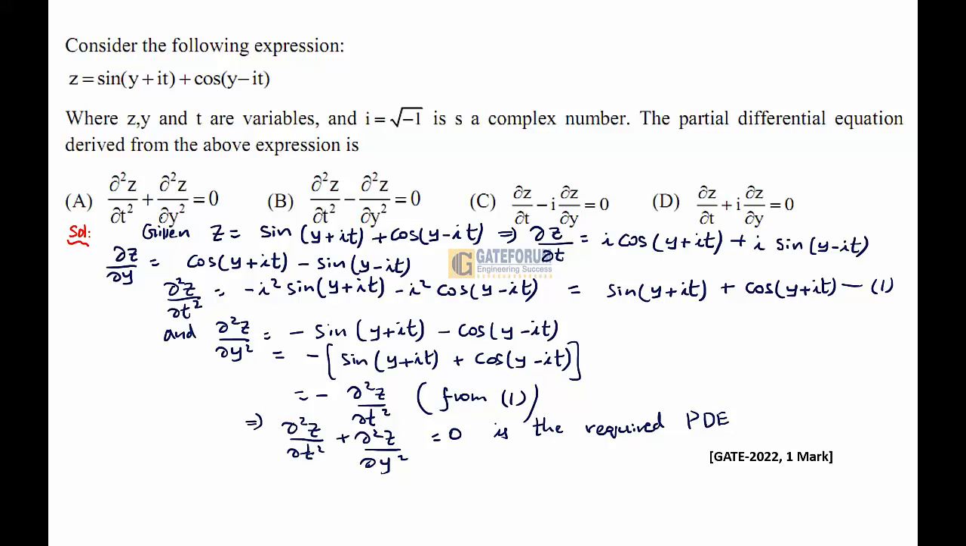Okay. So that is understood, the PDE derived from the given expression. So accordingly, the answer is option A. This is the end of the question.